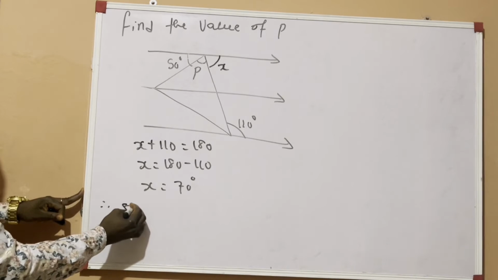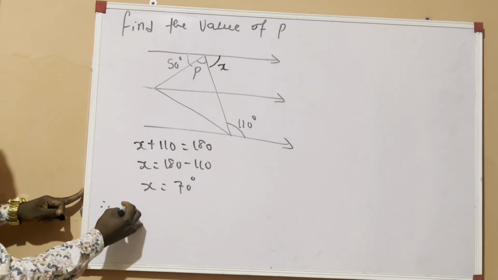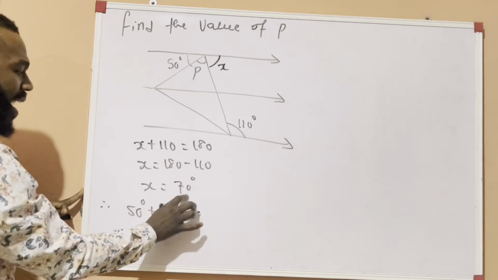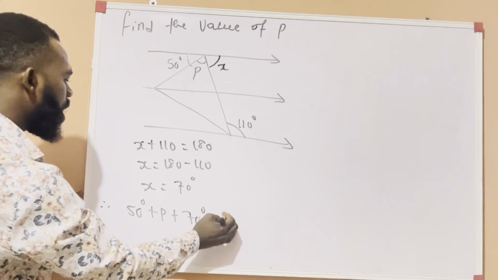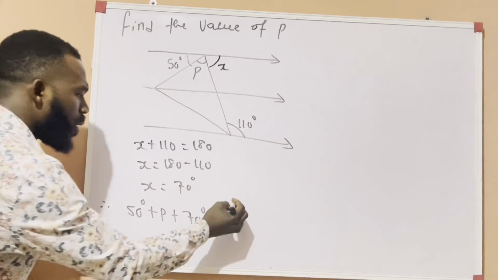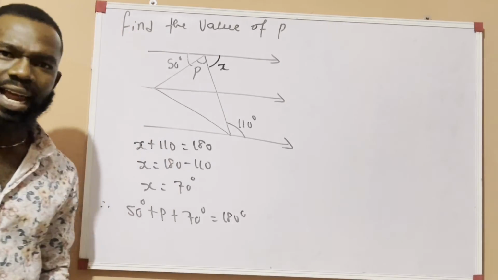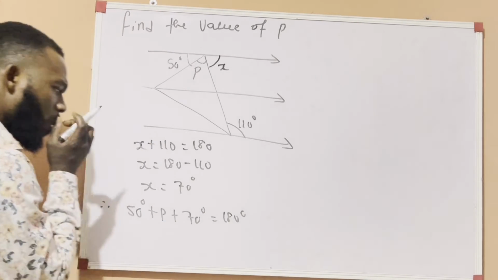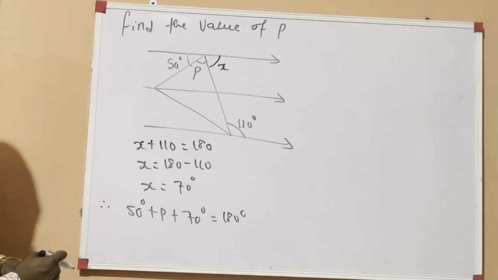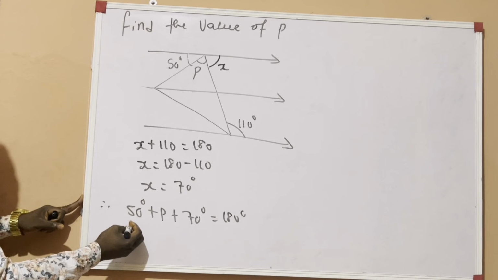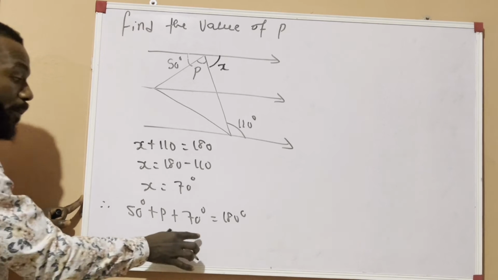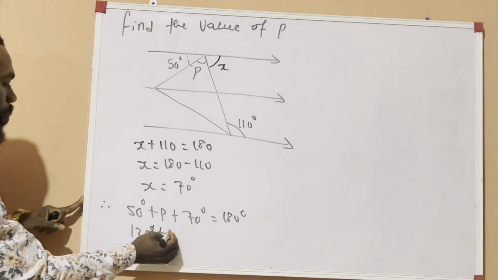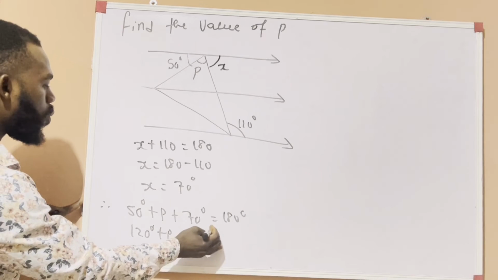So class, now that we know x to be 70 degrees, therefore 50 degrees plus P plus, now our x is 70 degrees, is equal to 180 degrees. Because why? Sum of angles on a straight line. Are you with me? It is as simple as this. Now, 50 plus 70 will give us 120 degrees. So 120 degrees plus P is equal to 180 degrees.